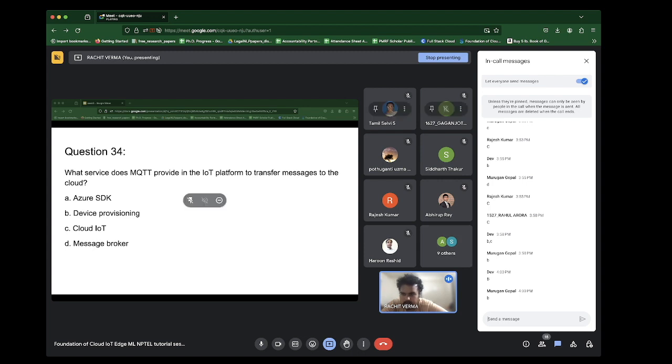So what service does MQTT provide in the IoT platform to transfer messages to the cloud? Is it A, Azure SDK? B, device provisioning? C, cloud IoT? D, message broker? Message broker. Okay. Any other options? Okay, fine. So message broker is the correct answer. MQTT is for communication, right? The other three aren't services at all besides device provisioning.